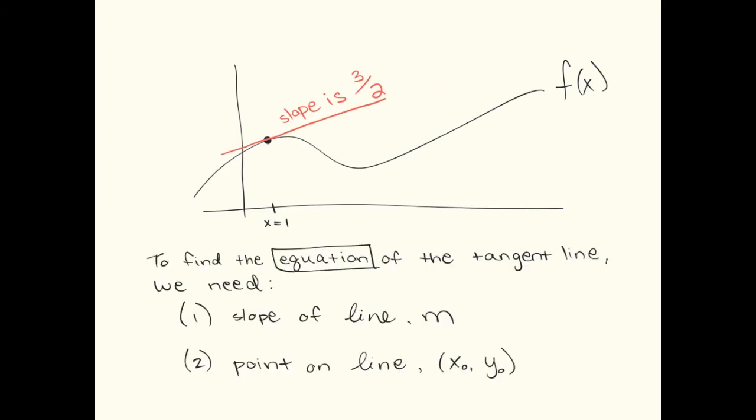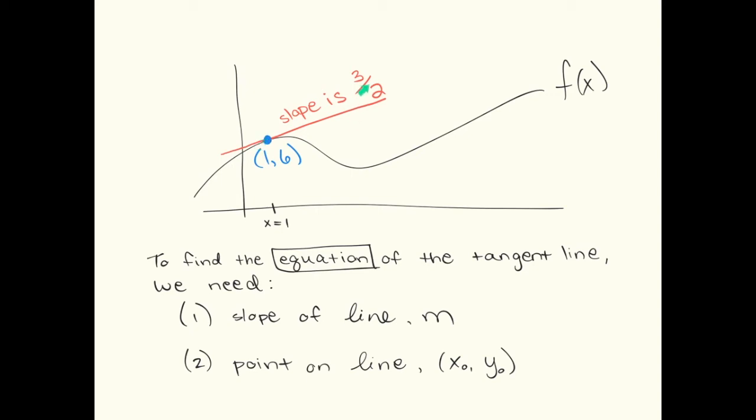Now, how do I find the equation of the tangent line? I already have the slope, that's 3/2. I also need a point on the line, (x naught, y naught). I'm pretty close, I have the x value for this point of contact here, and I just need the y value. So I'm going to take my x equals 1 and plug it into the original function in order to get the height of the point of contact here. Let's just say that I did that in my problem and I got the point of contact is (1, 6).